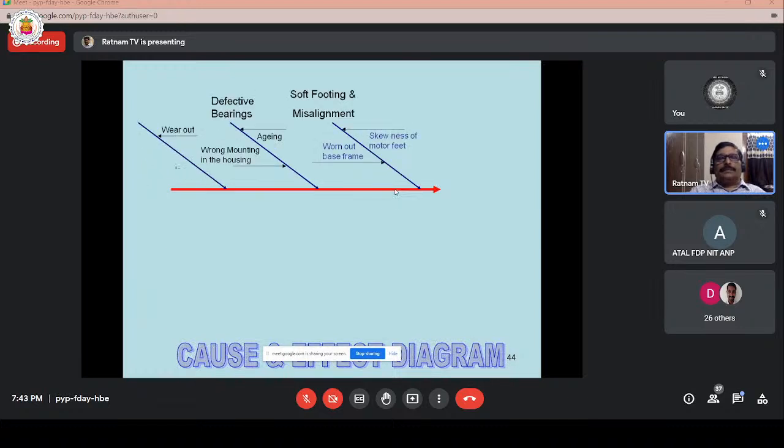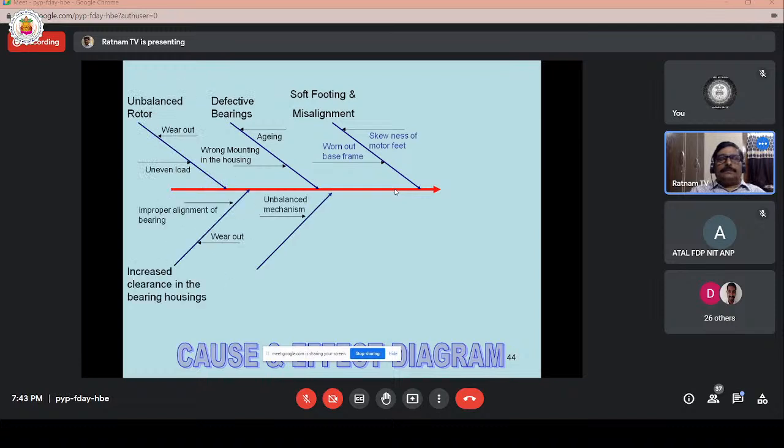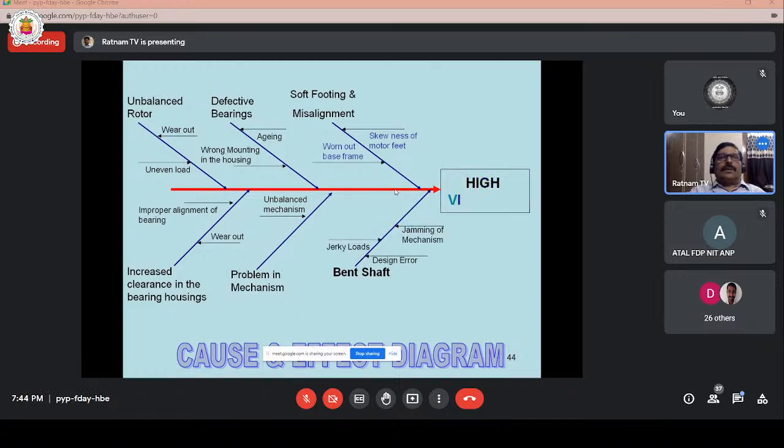This is a cause and effect diagram. Wear-out and uneven loads, unbalanced rotor, defective bearing due to aging, wrong mounting in the housing, soft footing and misalignment due to skewness, motor feet, worn-out base frame, increased clearance in the bearing housings due to wear, improper alignment of the bearing, problems in mechanism, unbalanced mechanism, bent shaft, design error or jerky loads, jamming of mechanism. All these problems lead to high vibration in the machinery.